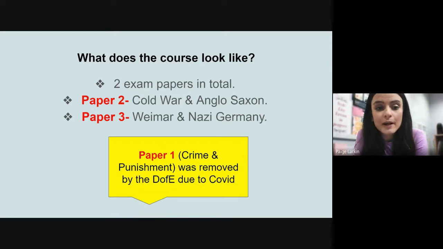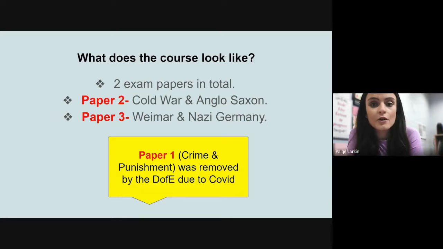Just to let you know, as parents, we are very nearly finished teaching the content for both of these papers. We've taught the entirety of the Cold War and the entirety of Anglo-Saxon and Norman England, and we're 3/4 of the way through our Weimar and Nazi Germany. So we'll be finished in very good time, ready for the summer exams with plenty of time to revise.